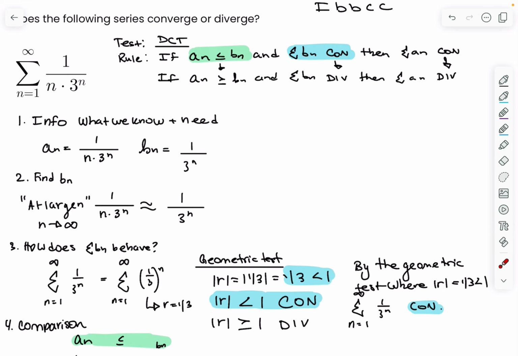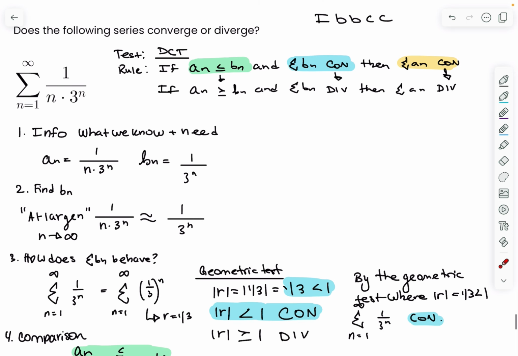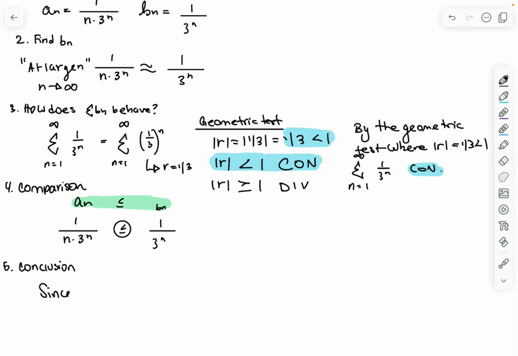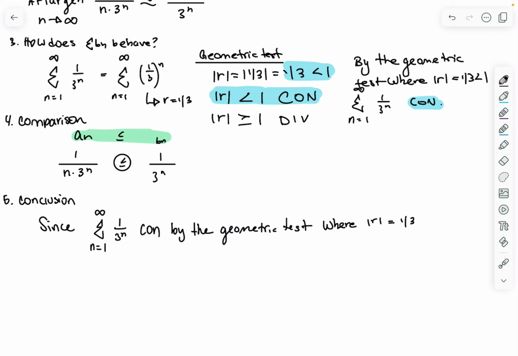And so now, because we know that this is true and this is true, now we can say that the series A of n, our given series, converges. Which brings us to our last step, which is C for conclusion, where we put everything together in a nice sentence. So I always start with "since," and I follow the format of my work, so blue and then green. So since the series from n equals 1 to infinity of 1 over 3 to the n, so B of n, converges by the geometric test, where the absolute value of r is equal to 1/3, which is less than 1. So that's this blue part right here.